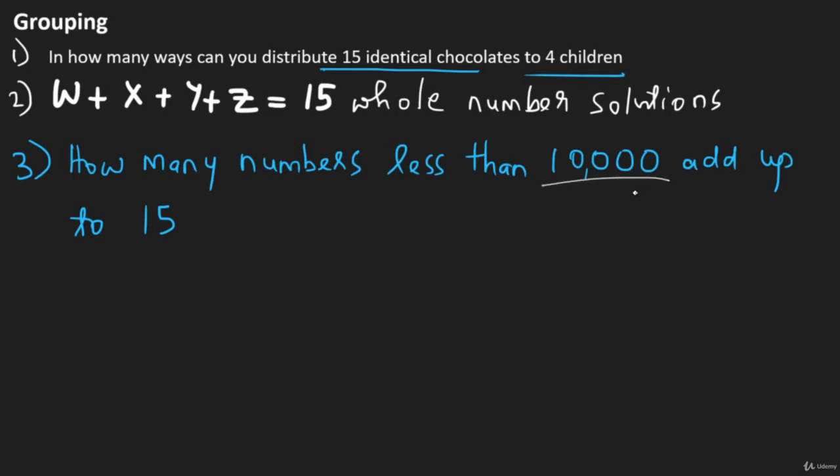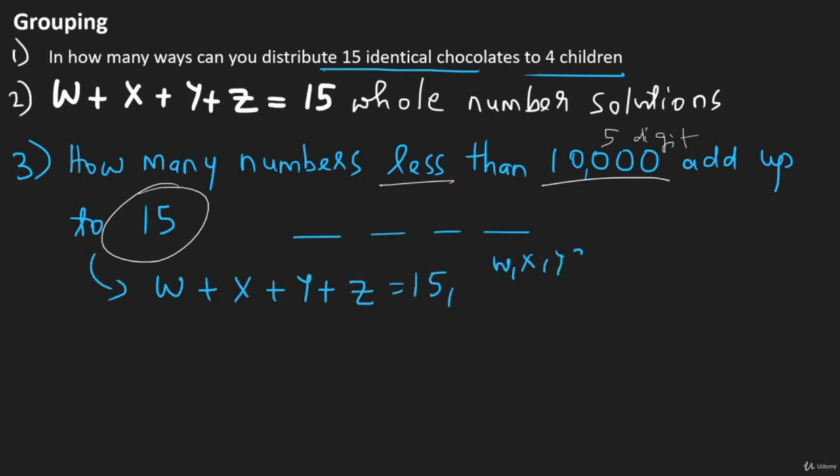Over here, numbers less than 10,000 have a maximum of 4 digits, right? Because this is a 5-digit number, right? Therefore, let me represent the 4 digits over here, and they need to add up to 15. Therefore, this is one and the same as w plus x plus y plus z is equal to 15. The only difference is that you have an upper limit over here. That is, each of these being a digit, they cannot be greater than 9. So w, x, y and z have to be less than or equal to 9, or in this question you have an upper limit.